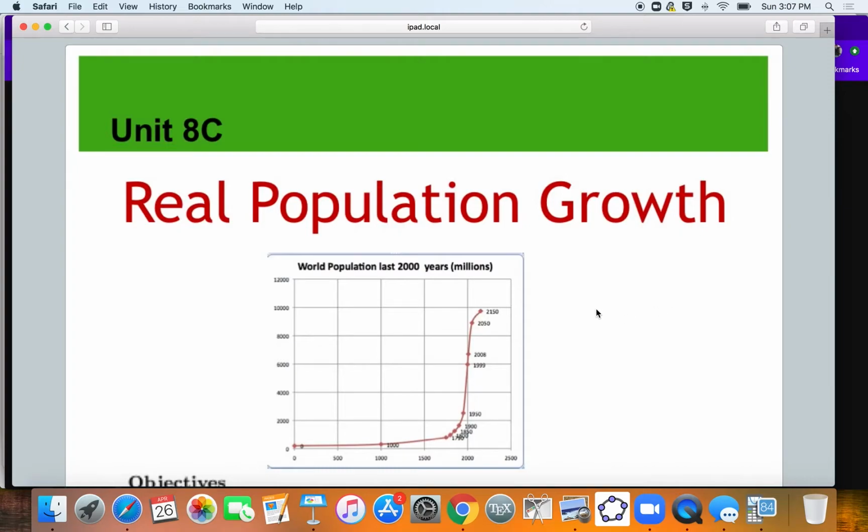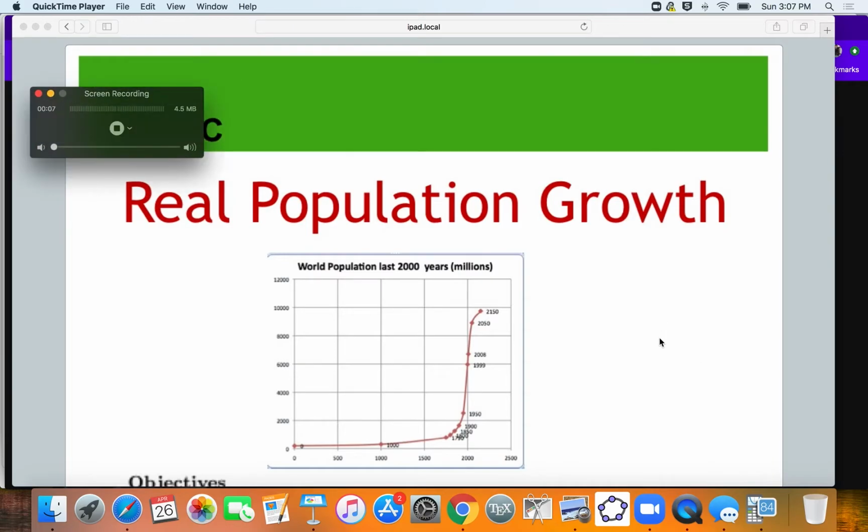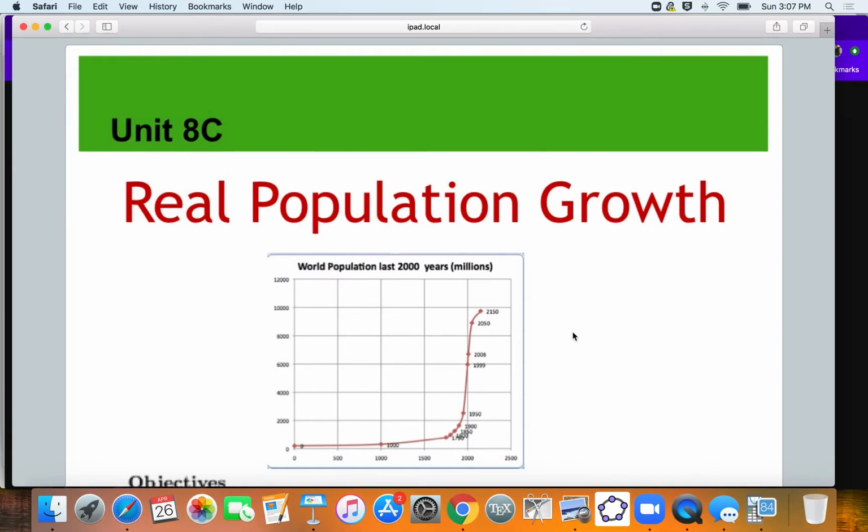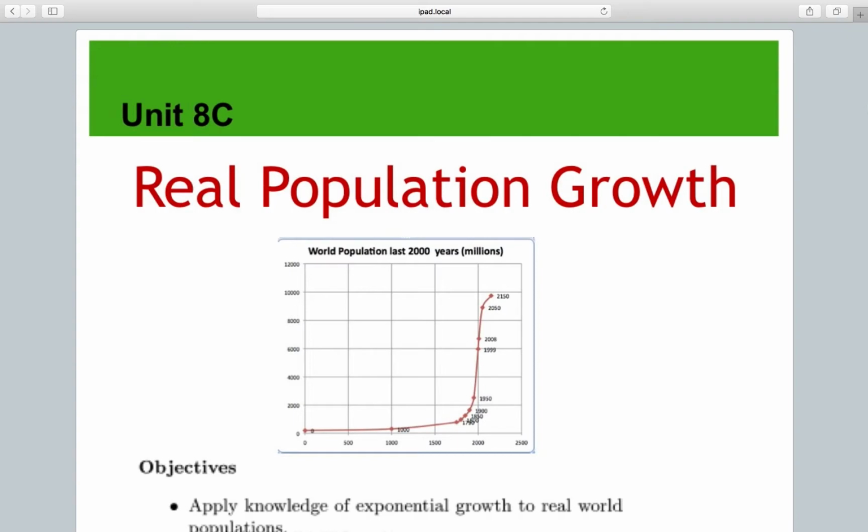Hey folks, in 8C we're going to talk about real population growth. What we know from the beginning of this unit is that while populations do tend to grow exponentially at first, the parable of the bacteria in the bottle teaches us that exponential growth is not sustainable over time. So we're going to talk about what real population growth models tend to look like.